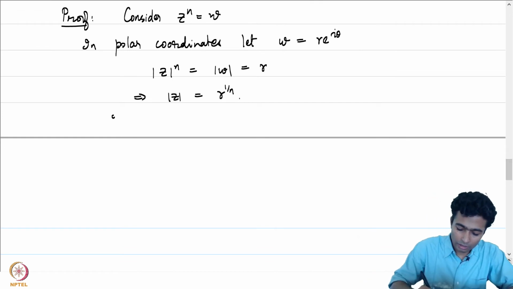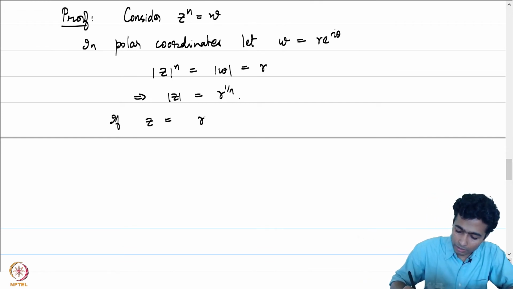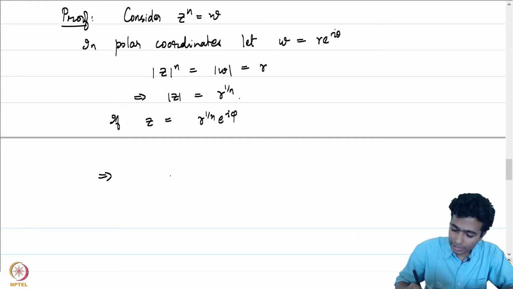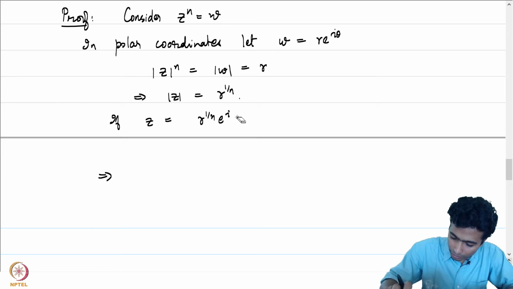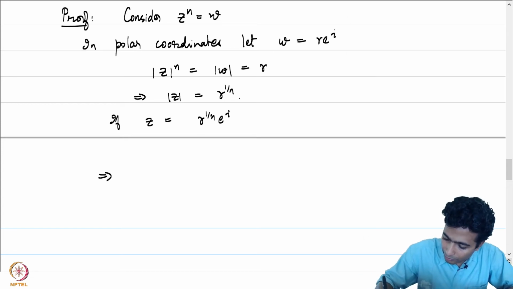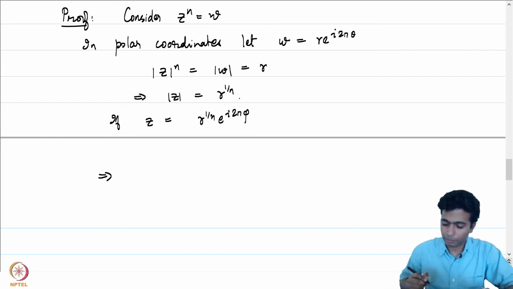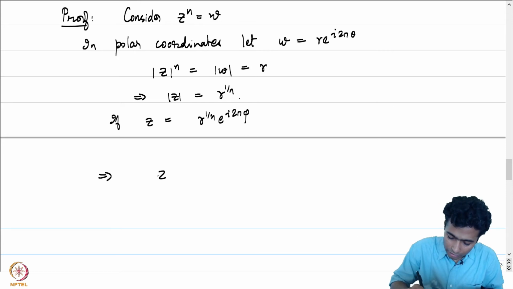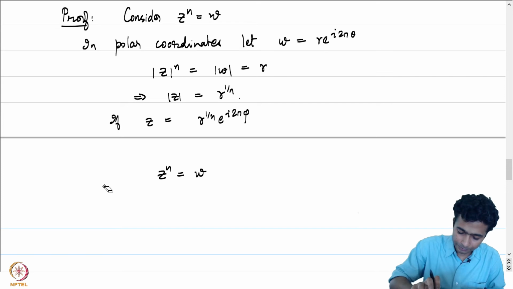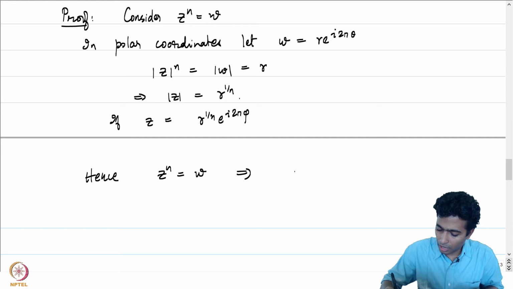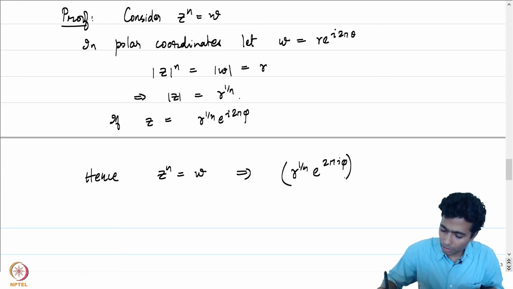And if z is now equal to r to the power 1 by n, say e to the power 2 pi i phi, I put the 2 pi so that I have to worry only about the interval 0 to 1. Then we have z to the power n is equal to w, which implies r to the power 1 by n e to the power 2 pi i phi, the whole to the power n.